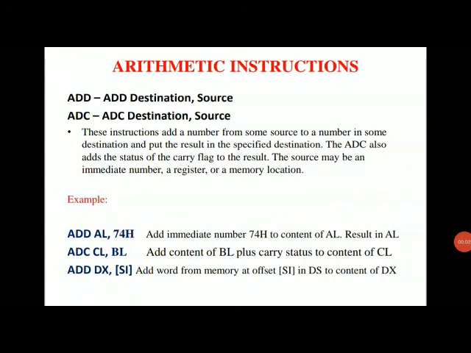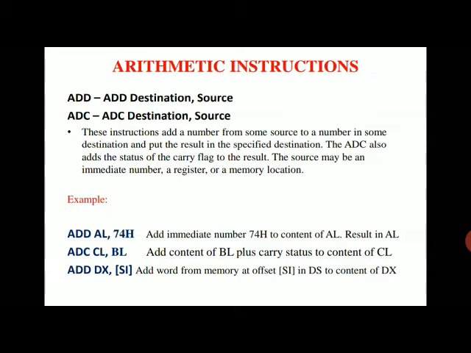The next classification is arithmetic instructions. That is, it is used to perform arithmetic operations like add, subtract, division and multiplication. Then we can see the first type of instruction, ADD. Its syntax is represented as ADD destination, source. That is, the data present in source is added with the content present in destination and finally the result is stored in the destination. This is a process actually taking place in this type of instruction.